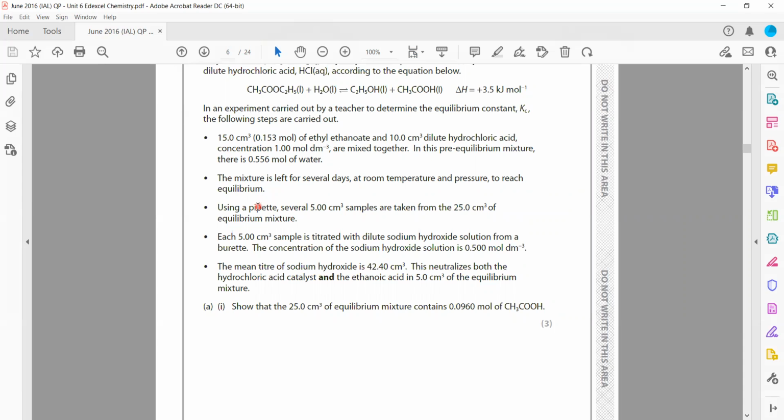Then using a pipette, 5 cm cube of a sample was taken from the 25 cm cube equilibrium mixture, and this 5 cm cube is titrated with sodium hydroxide. So what will this sodium hydroxide, NaOH, react with? The 5 cm cube sample will contain ethyl ethanoate, water, alcohol, and also ethanoic acid. But sodium hydroxide will only react with ethanoic acid, because it is an acid-base reaction.